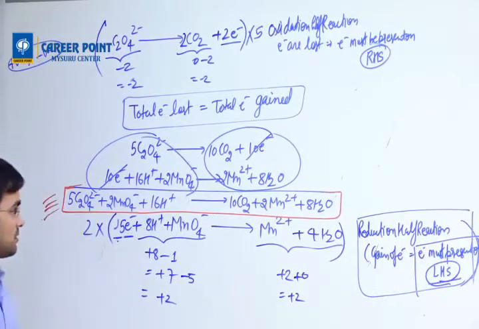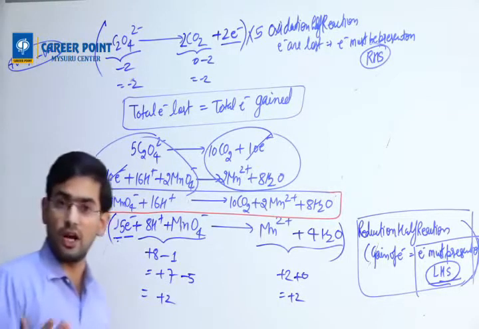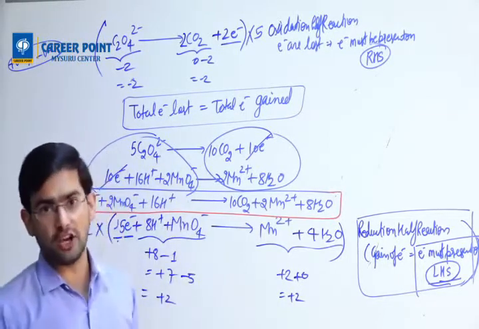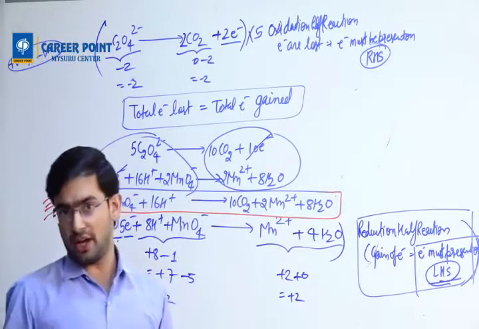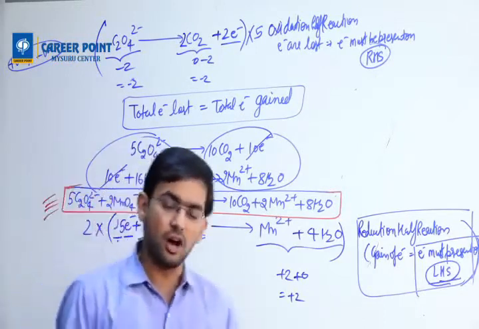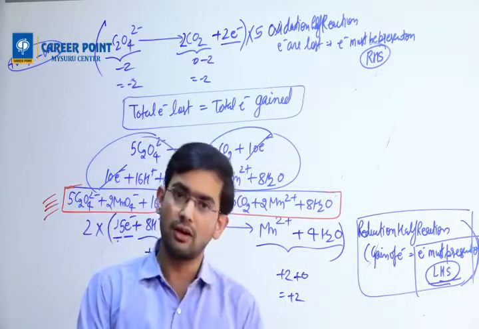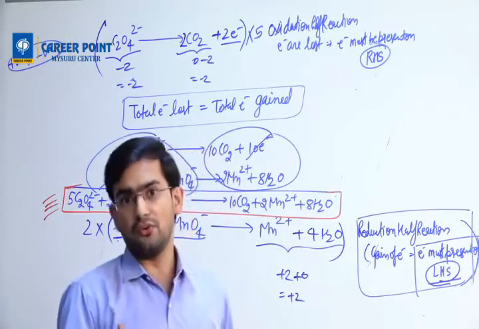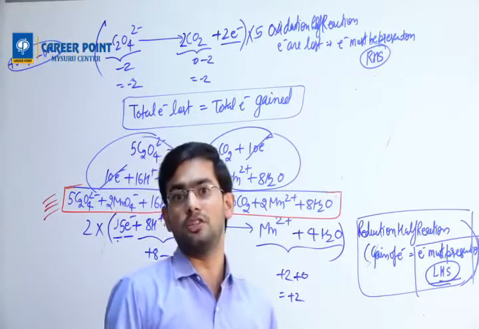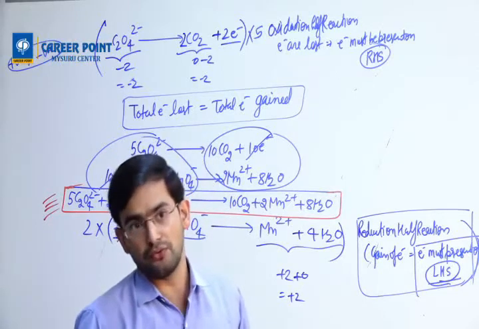So now I will revise it again. How do I proceed and get the balanced reaction? First we will have a reaction to verify whether it's a redox or non-redox reaction. What you should do is first write the oxidation numbers of all the atoms. Then you find out, is there any element whose oxidation number is changing?